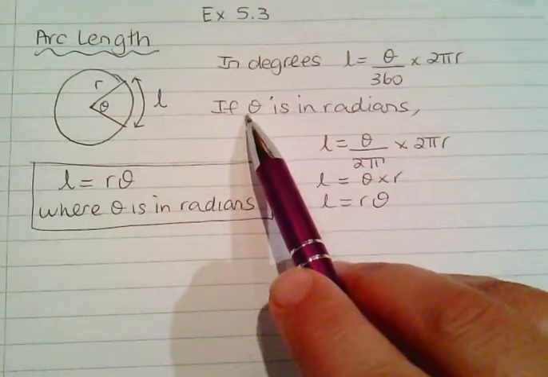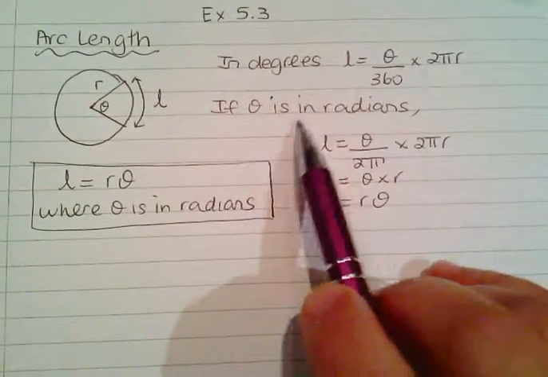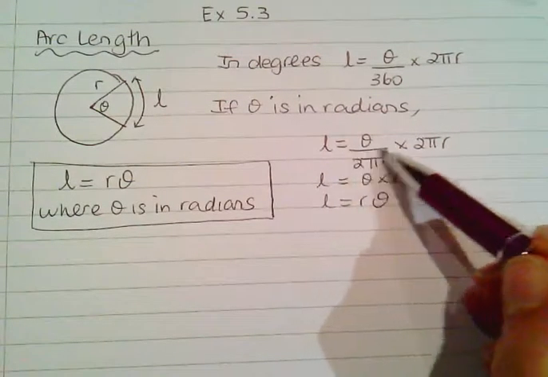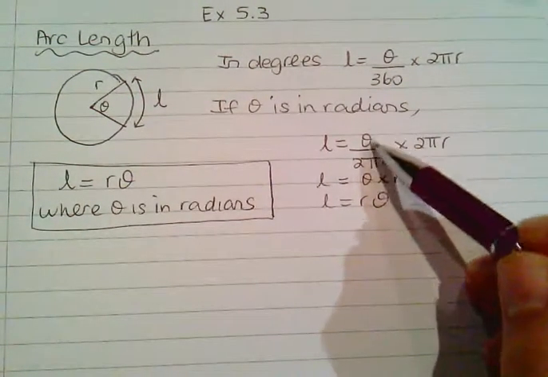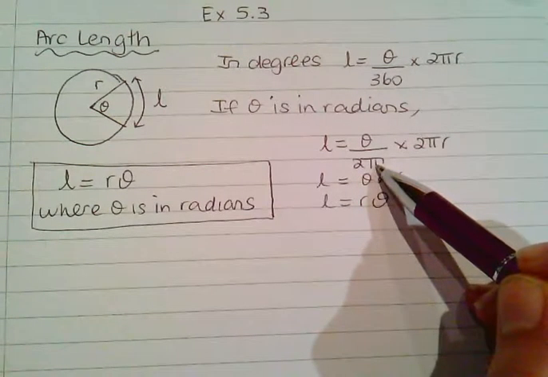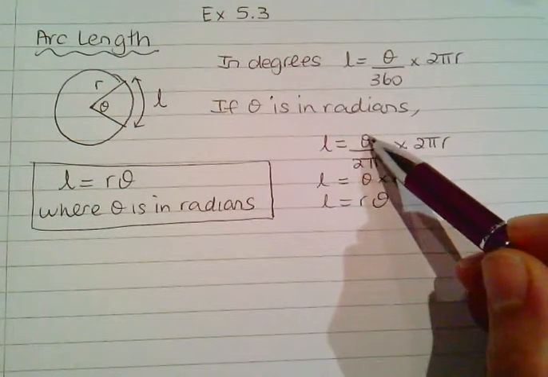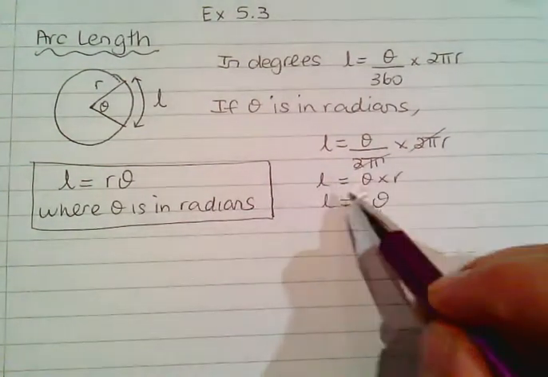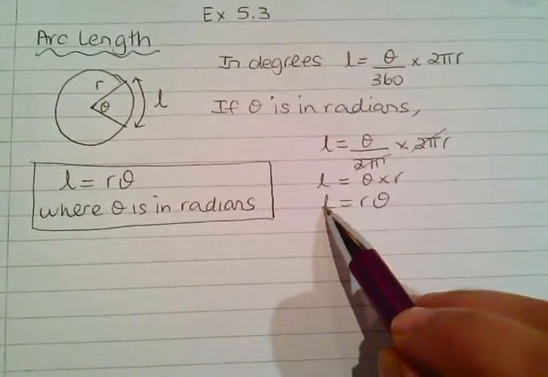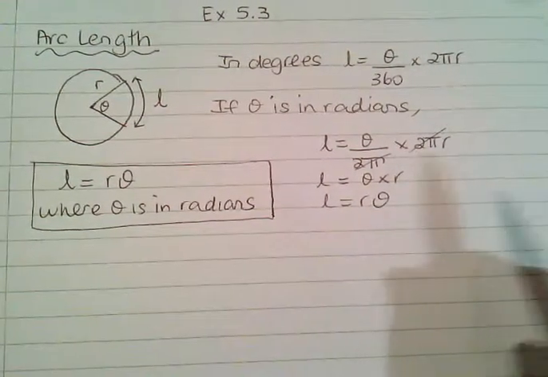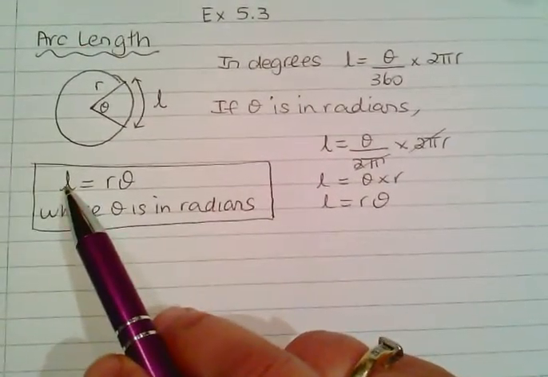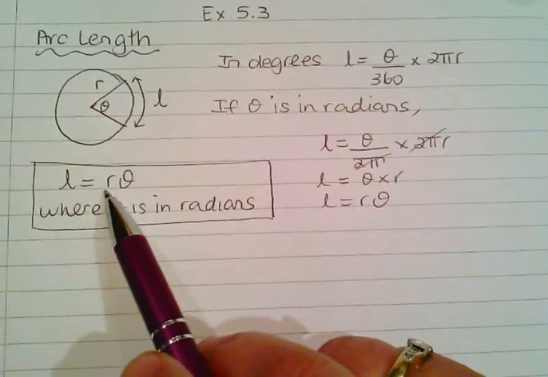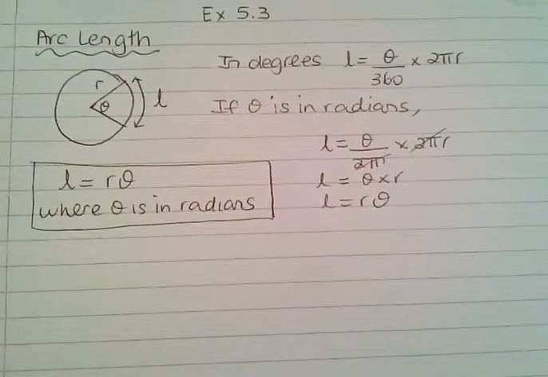2 pi r. However, if the angle theta is given in radians, we know that 360 is 2 pi, so it would be theta over 2 pi radians. So theta radians over 2 pi radians times 2 pi r. Now we know that the 2 pi's cancel and we've got L equals theta times r, or L equals r theta. So therefore, to find the arc length of a circle, if you know the angle in radians, it's L equals the radius times theta, where theta is in radians.